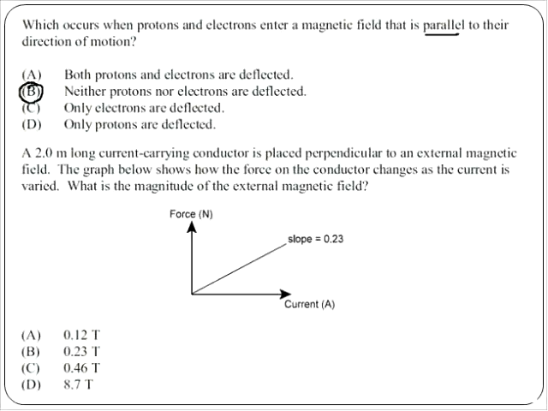If it was any other angle, anything other than parallel, both would be deflected in opposite directions, but they would both be deflected. There's no such thing as a magnetic field that will deflect only electrons or only protons. The difference is the electrons get deflected one way, protons the other way. But in this one, neither gets deflected because of that word parallel. So you got to read the questions very carefully. And I mean very carefully.